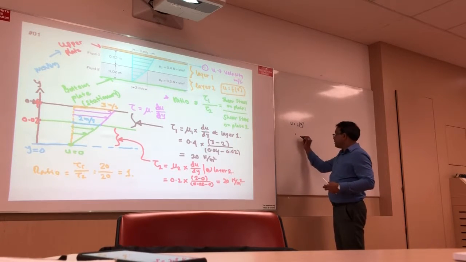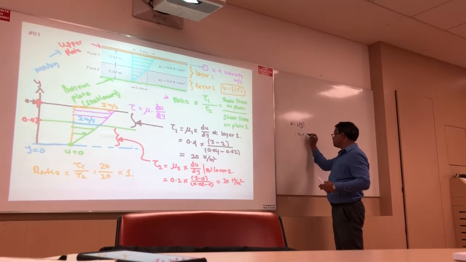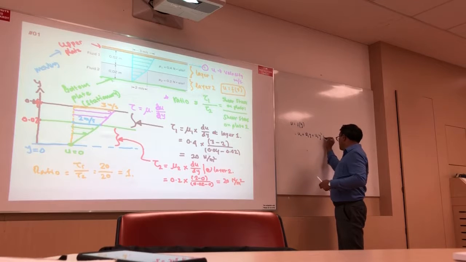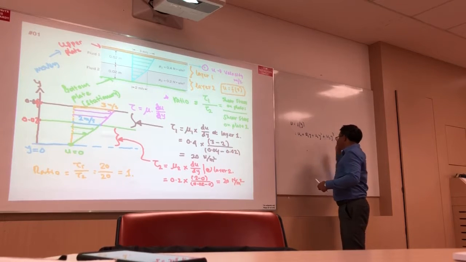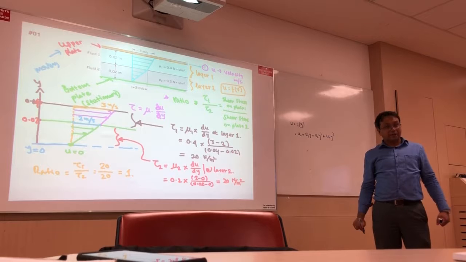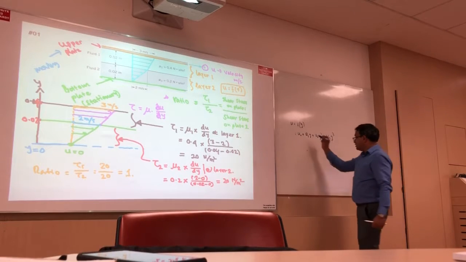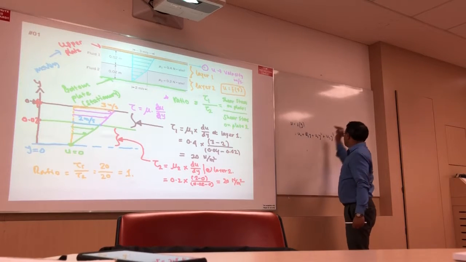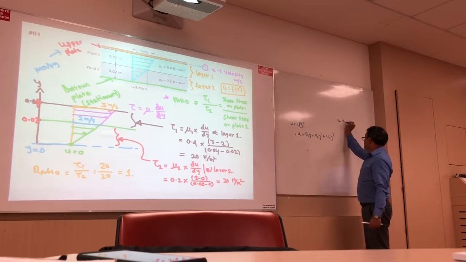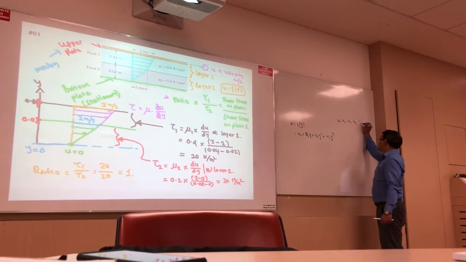That means u becomes u0, u1 y, u2 y squared, u3 y cubed. So what do you do? Complicated, right? In that case, these are all coefficients: u0, u1, u2, u3. All values should be given to me. Otherwise, you cannot solve it.